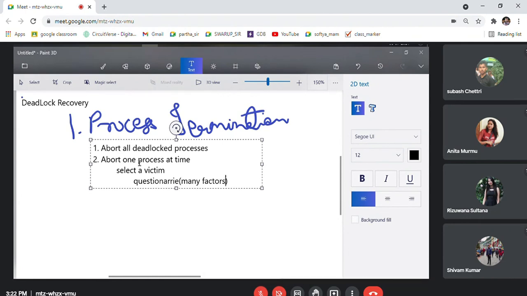So aborting one process at a time is one solution. To do that, you have to select a victim. There is a series of questions you must ask, based upon many factors.